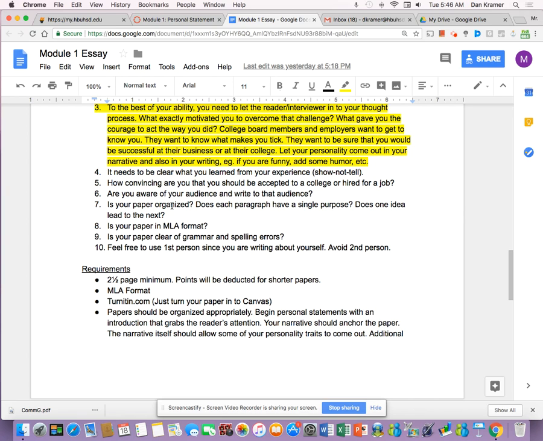Make sure it's professional and aware of your audience. Is your paper organized? Does each paragraph have a single purpose? Especially with these narratives, make sure to break up the paragraphs. Make sure that each paragraph has one focus, one thing that you did.